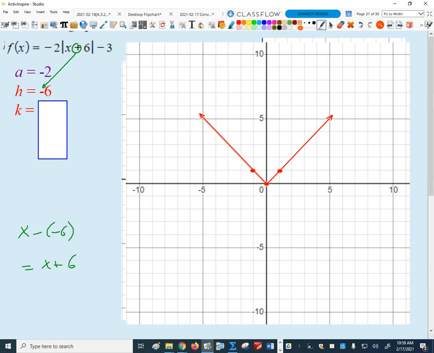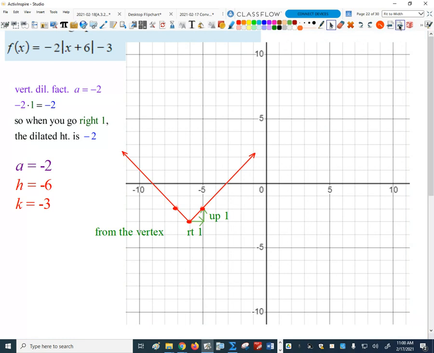Everybody agree? So the number I would have to subtract from X to get X plus 6, I would have to subtract a -6, right? That's the tricky one. The other two are pretty straightforward, but H is always going to be the opposite of whatever that operation is. If I'm adding a number to X, then H is negative. If I'm subtracting a number from X, then H is positive. Okay. And then finally, K is just -3, isn't it?